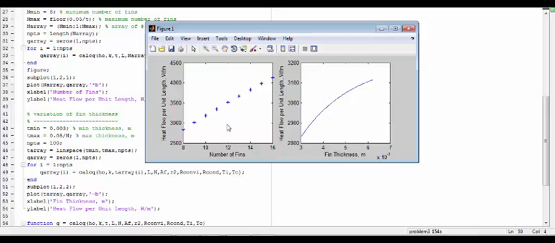They both increase, but you can see that increasing the number of fins gets you a better result. We're going from about 2,800 watts per meter all the way up to about 4,200 watts per meter when we increase the number of fins. Whereas increasing the fin thickness to the maximum allowable value, we only get up to about 3,100, which tells us what we want to do in our design is minimize the fin thickness just so we can get more fins, so that the constraint, n times t less than 50 millimeters, is met.